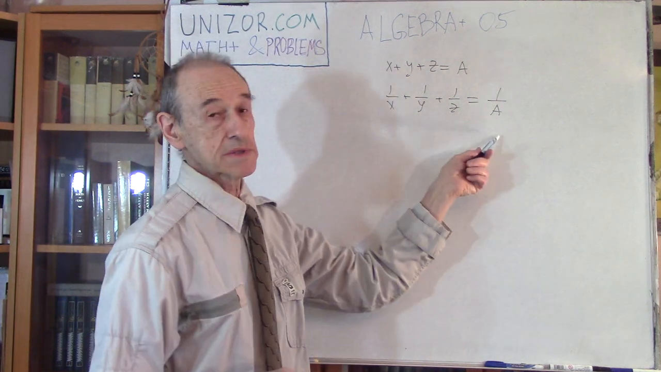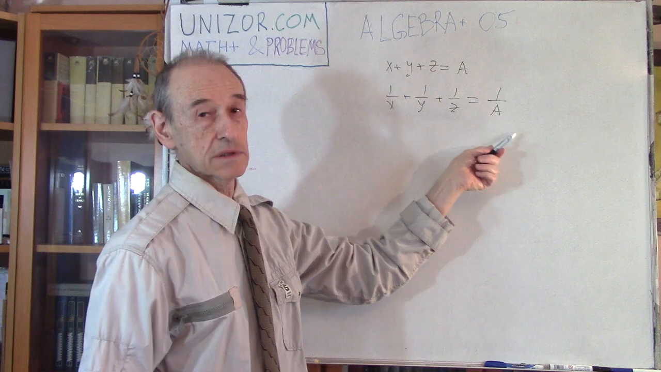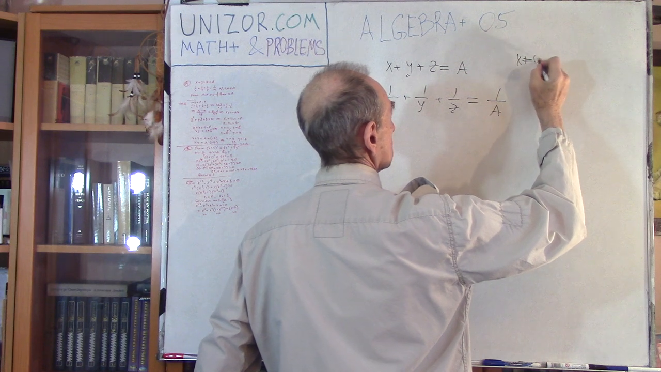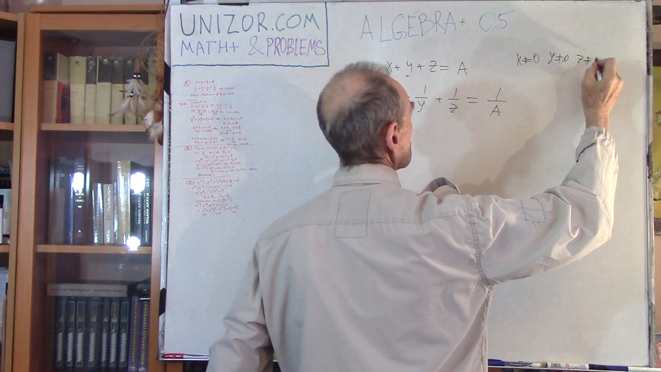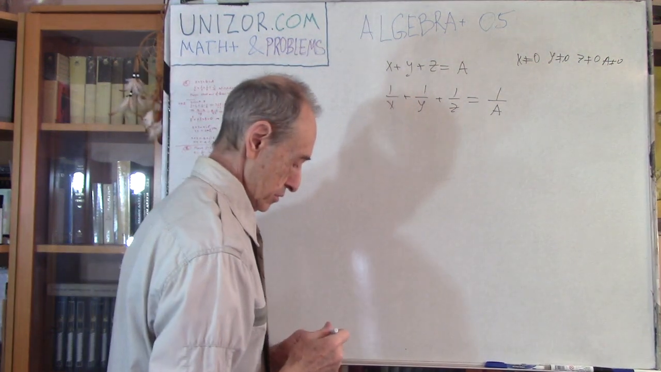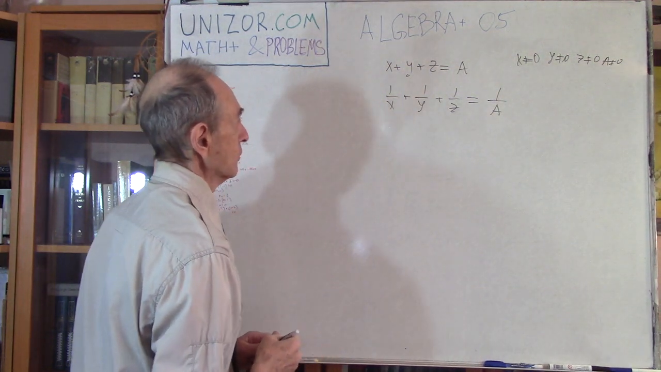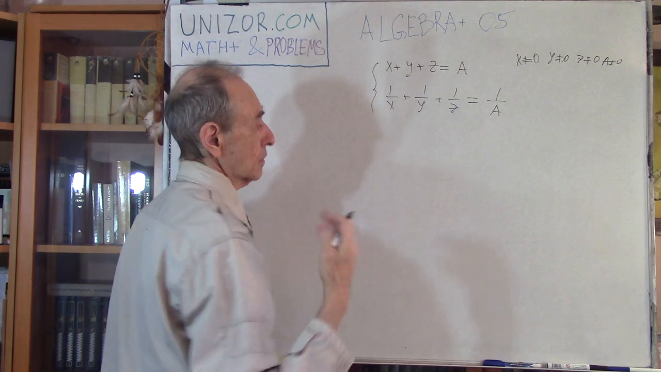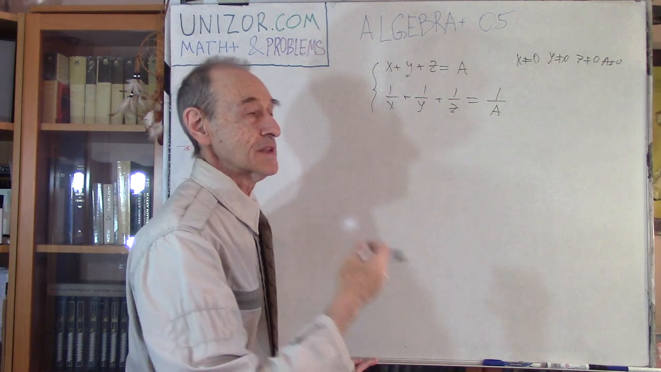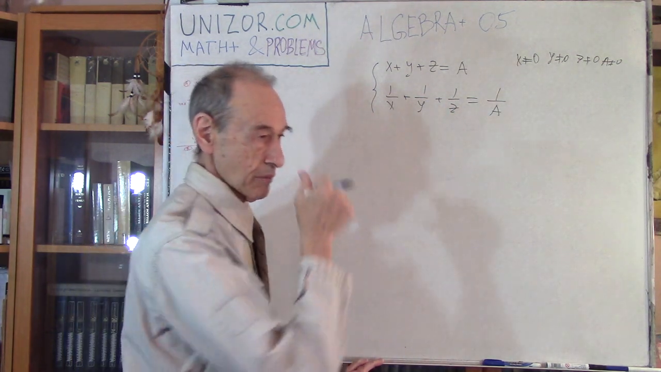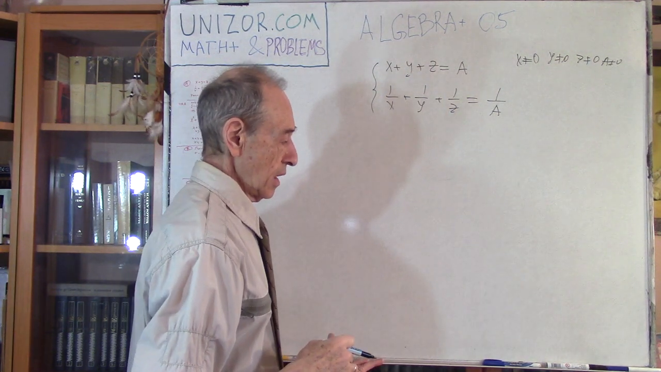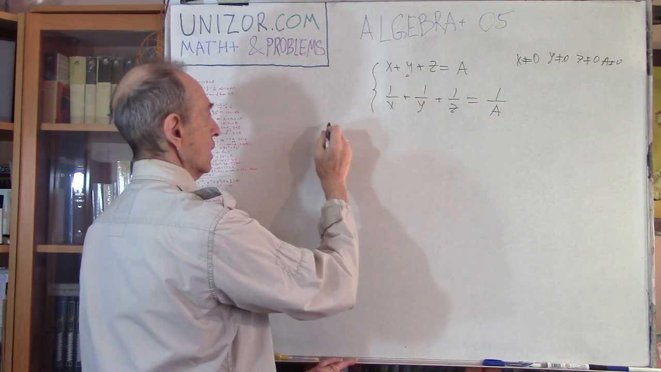Now, first of all, none of them is equal to zero, obviously, because they are in the denominator. We know that from the condition. X not equal to zero, Y not equal to zero, Z not equal to zero, and A not equal to zero. Otherwise we will not be able to take the reciprocals. Now, next, let's assume Z is not equal to A. I mean, it's impossible for all of them to be equal to A, obviously, because the conditions would be invalid. But okay, let's assume that Z is not equal to A.